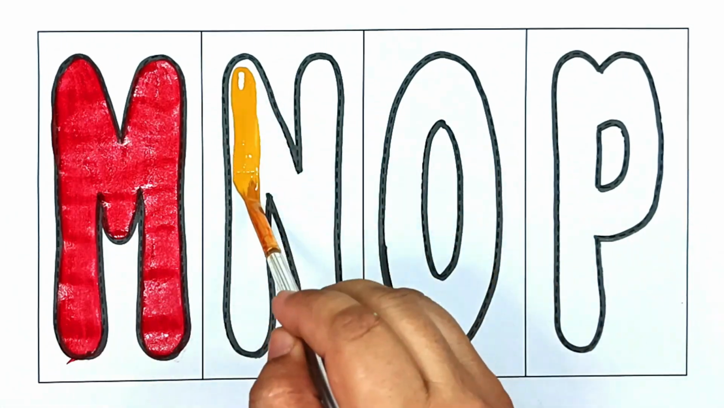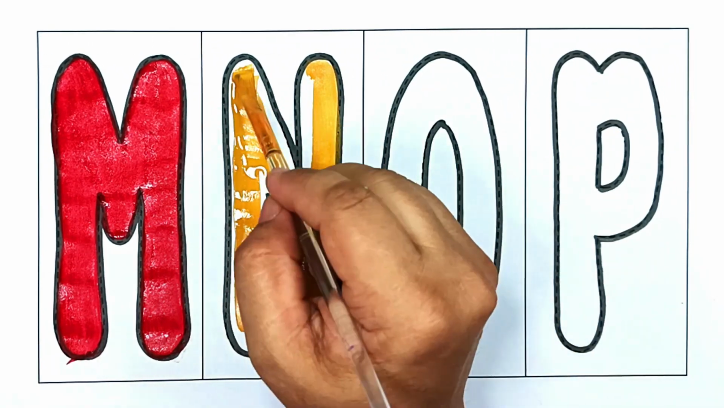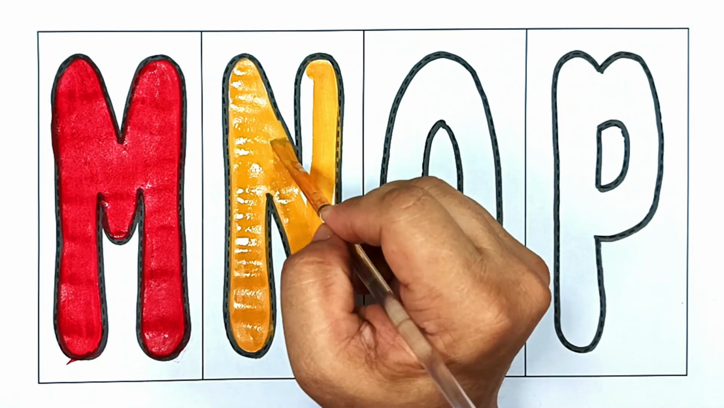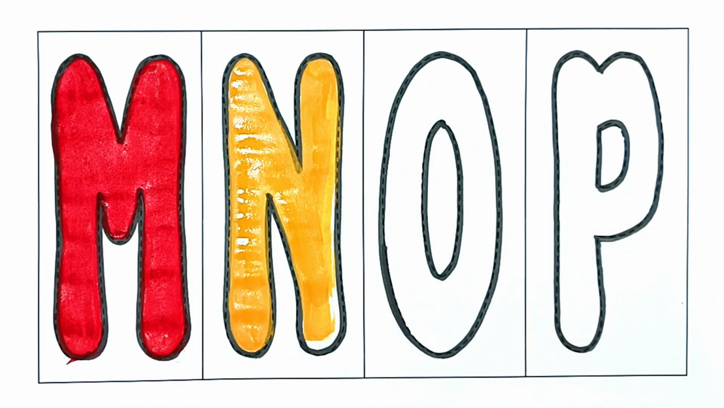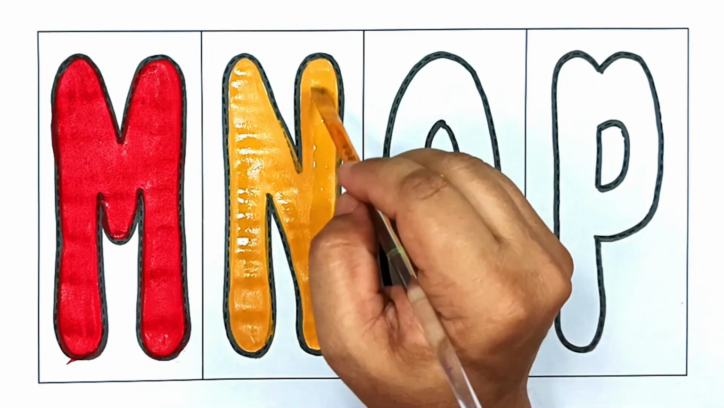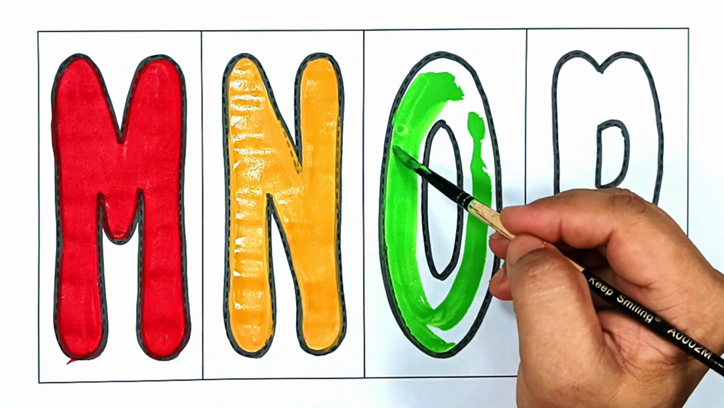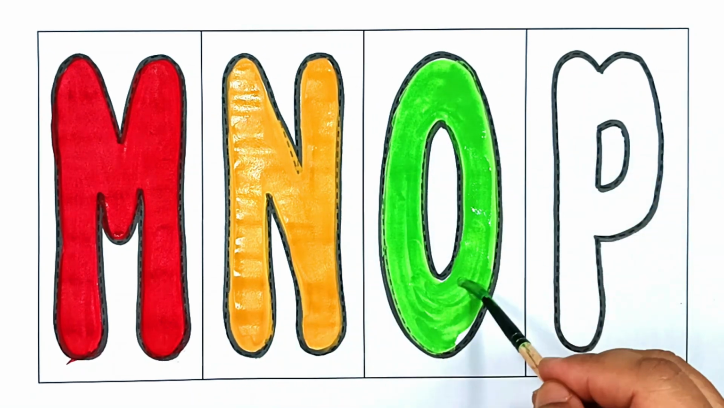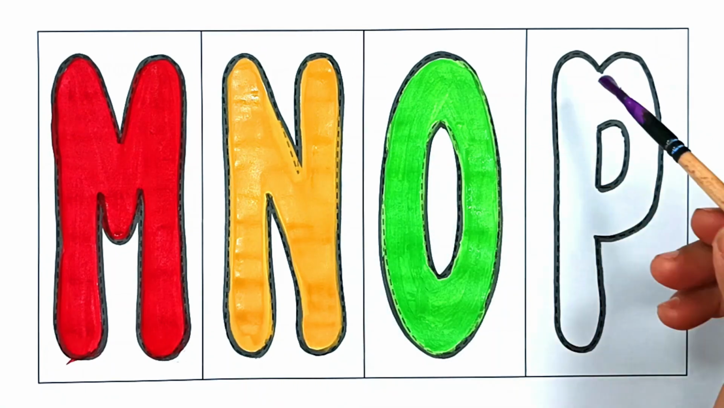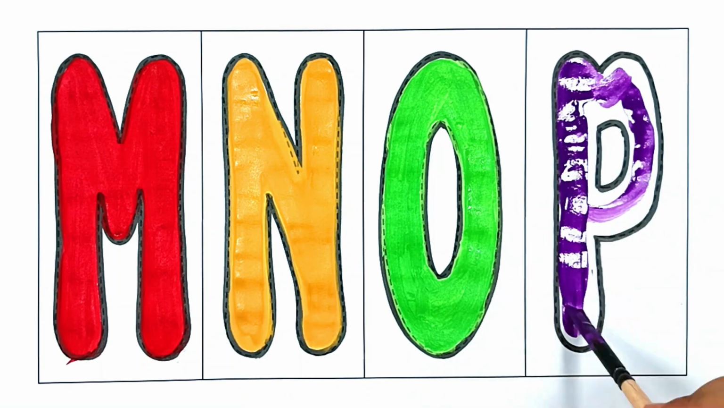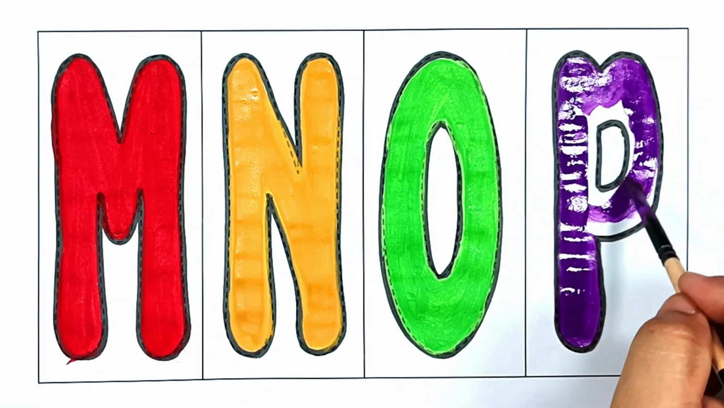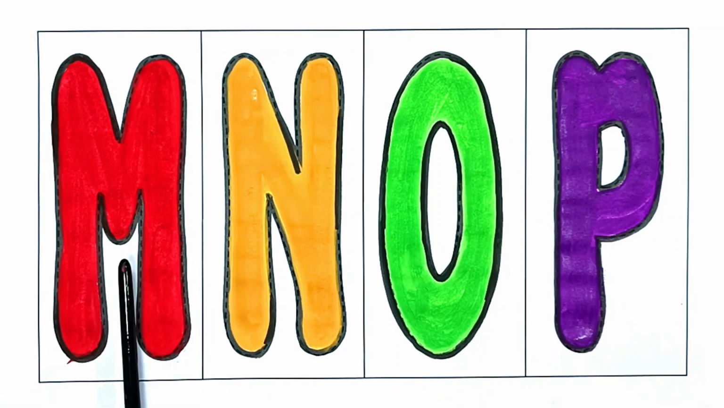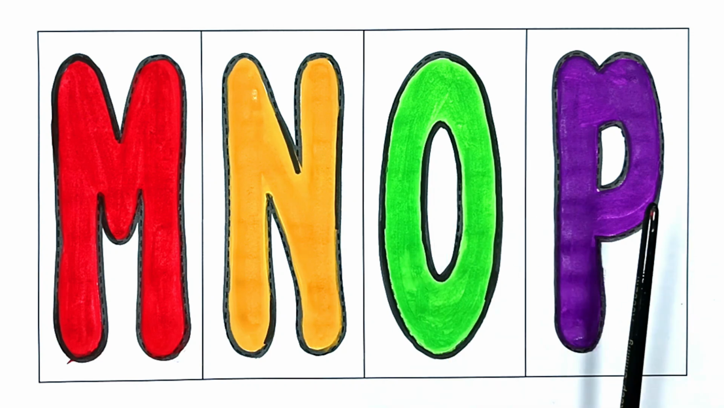M for man. N for net. O for onion. P for pen. M. N. O. P.